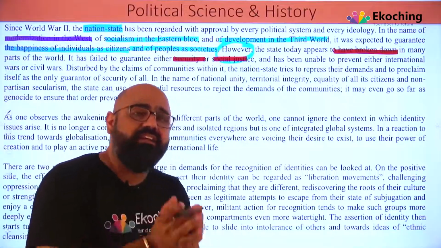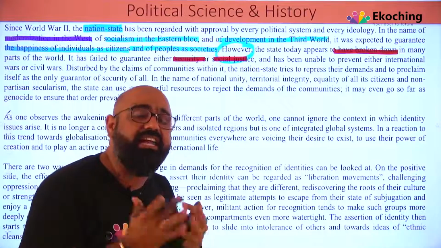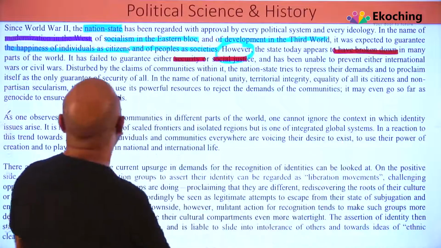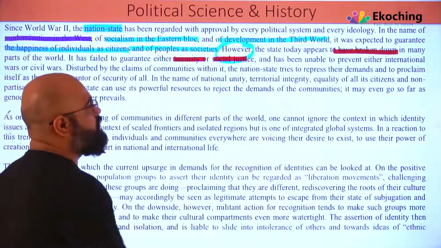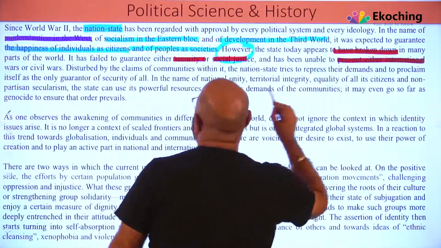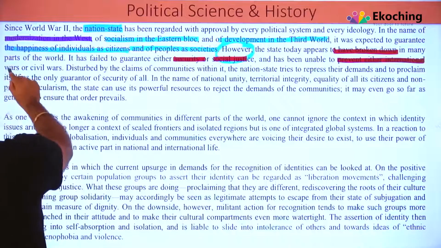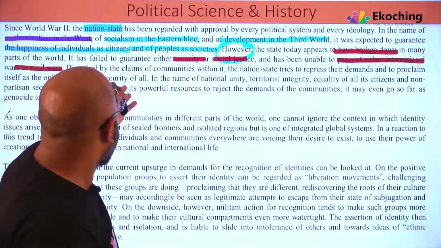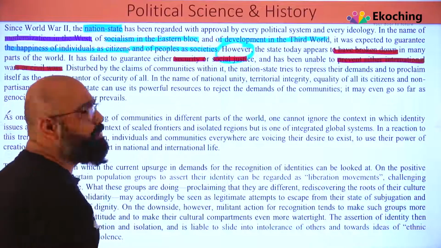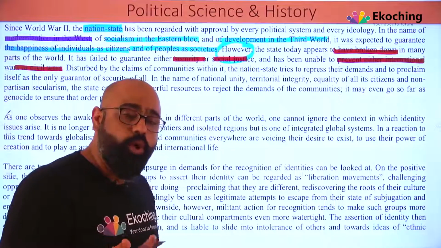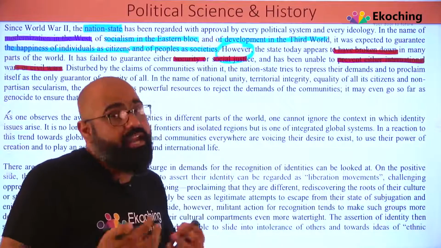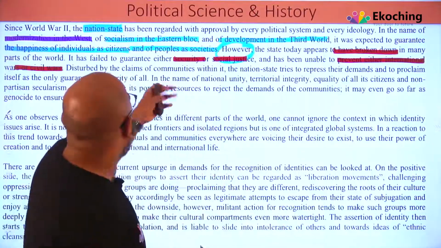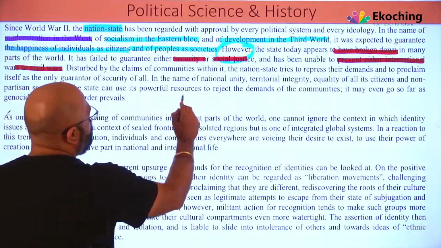The state, the nation state, is incapable of doing that and has been unable to prevent either international wars or civil wars. They have not been able to prevent the international and the civil wars, which means with countries outside and within the country also. Disturbed by the claims of community within it. So there are communities within the nation state. They are also creating those nuances when they are talking about disturbed by the claims of the communities within it.